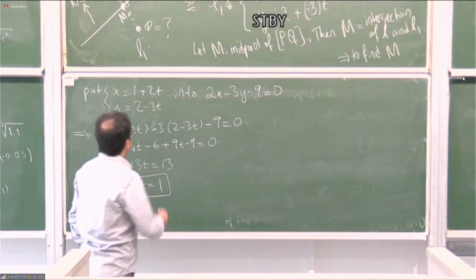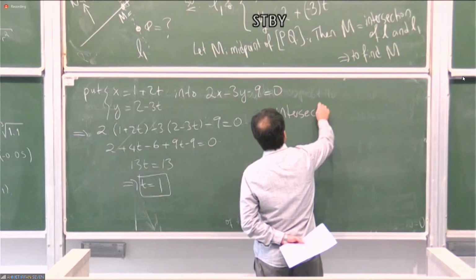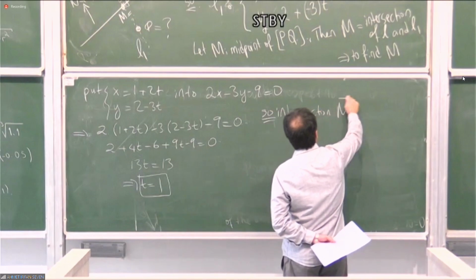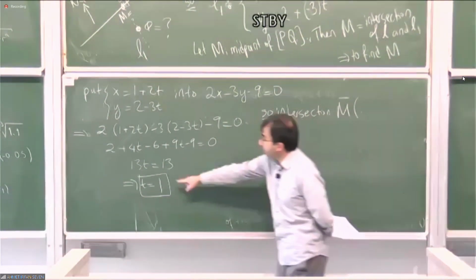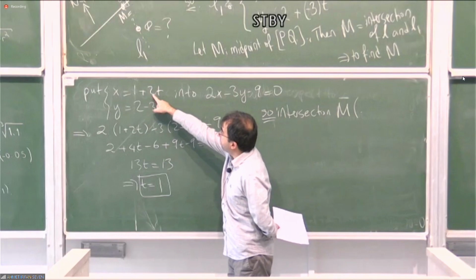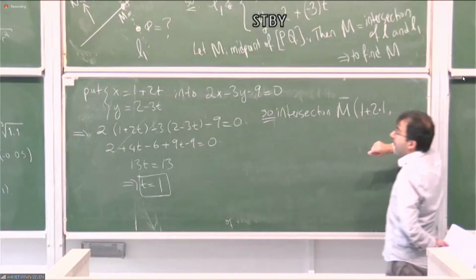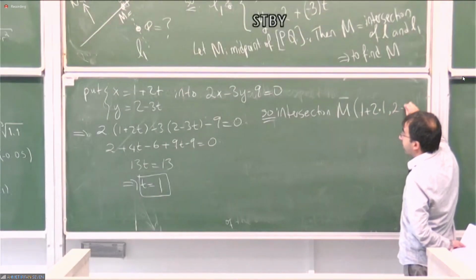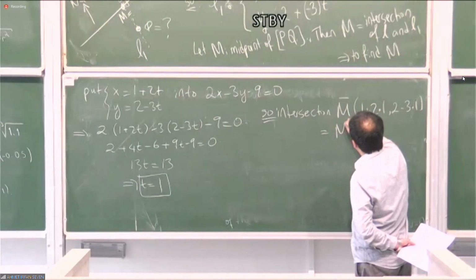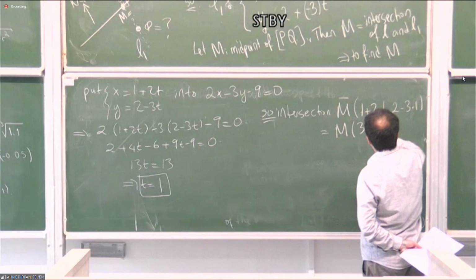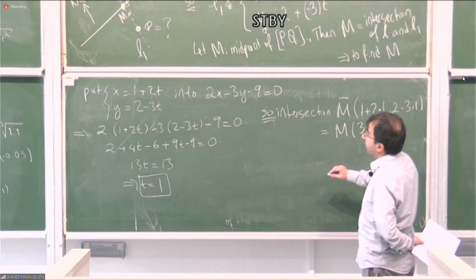So the intersection point M will be what? I'm going to put t equals 1. Then x equals 1 plus 2 times 1, which is 3, and y is 2 minus 3 times 1, which is minus 1. So this is my intersection point, (3, -1).